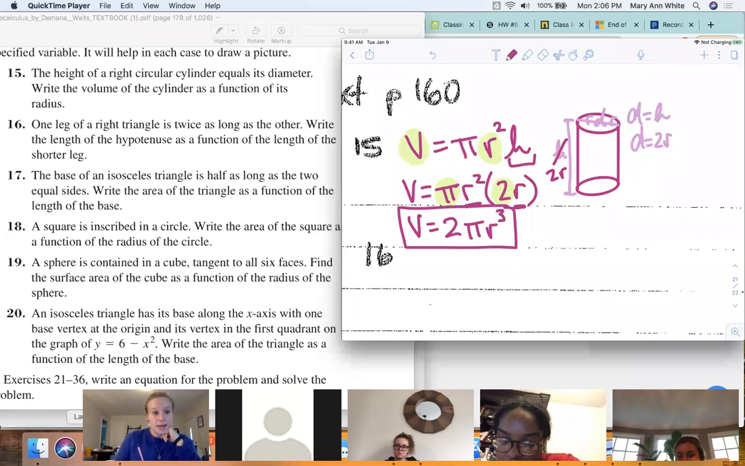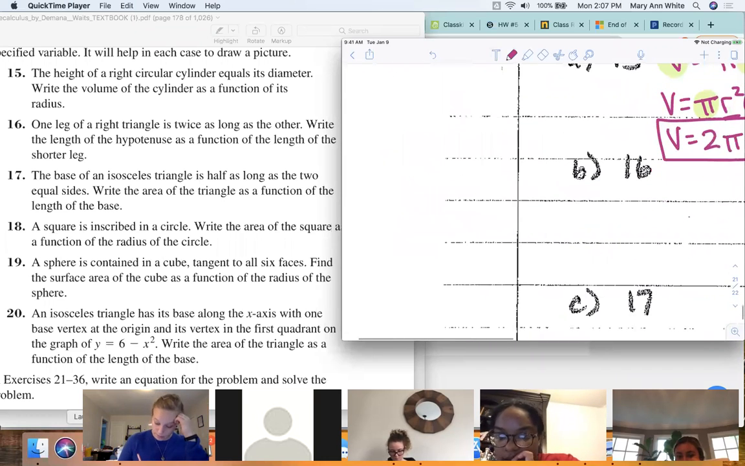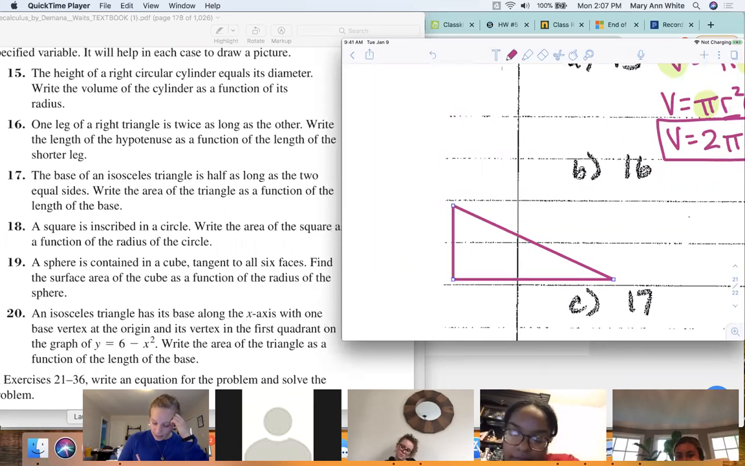This one says one leg of a right triangle is twice as long as the other. The length of the hypotenuse is a function of the length of the shorter leg. Okay, as always, let's draw a picture. I drew a right triangle, so it has a right angle. One leg is twice as long as the other. So that means I've got one leg I can call x, and the other one I can call twice x, or 2x.